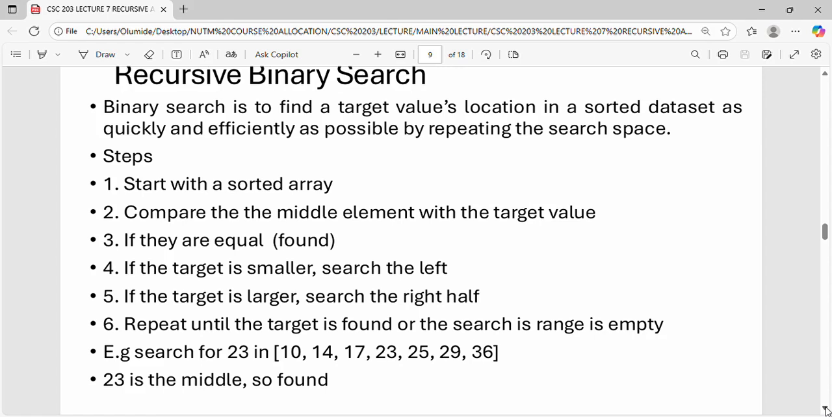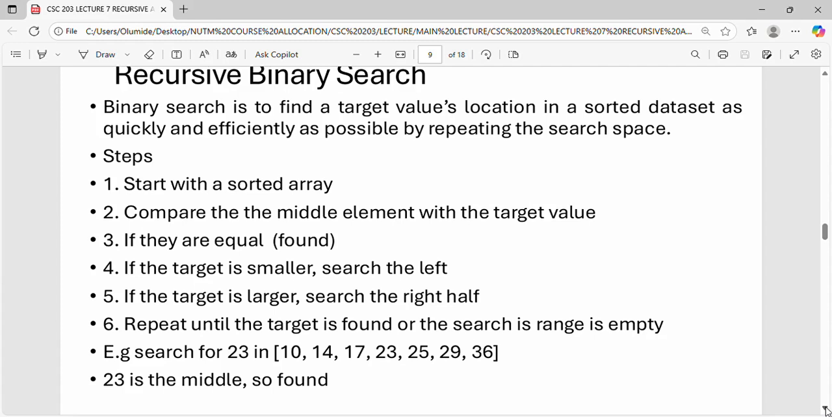We look at the middle. If the middle is the number we are looking for, then we stop. Otherwise, if the target number is smaller, then we search the left. Then if the target value is bigger than what we have in the middle, we search the right half. So we repeat until the target is found, or the search range is empty, because if it's not found, therefore it doesn't exist.